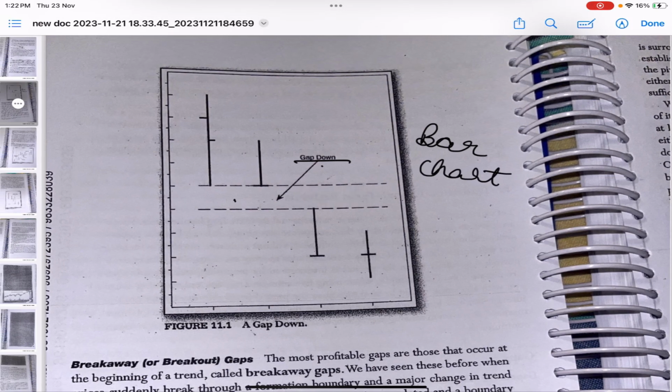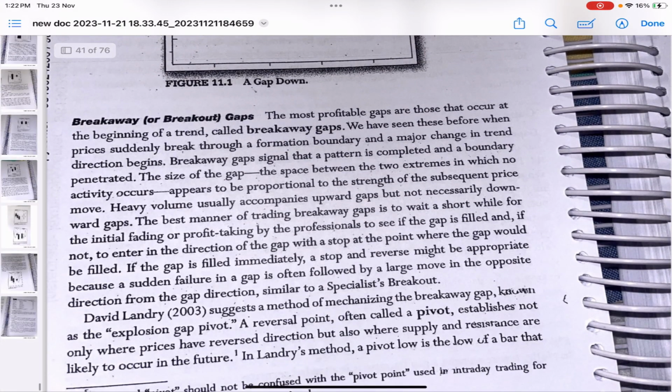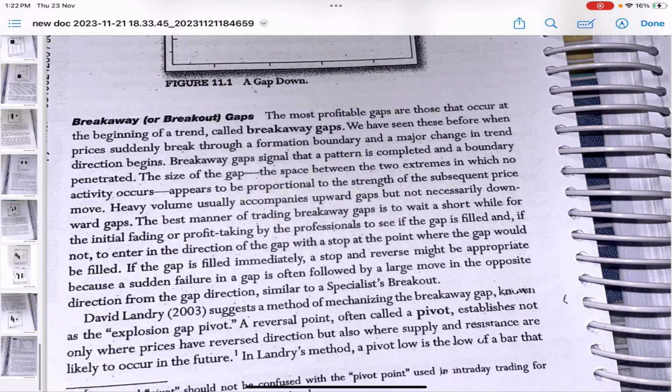Okay, now let's see the type of gaps which are there. So the first thing is a breakout gap or a breakaway gap. Now try to understand what the word says. The most profitable gaps are those that occur in the beginning of the trend, which is known as a breakaway gap. Now, breakaway gap is that kind of a gap which is the beginning of a particular trend.